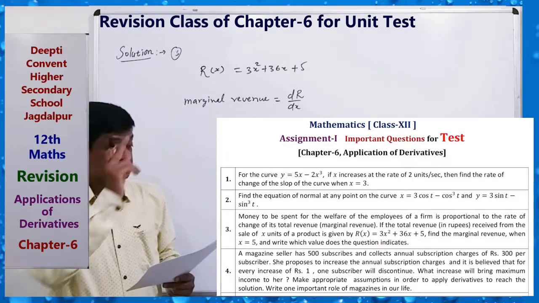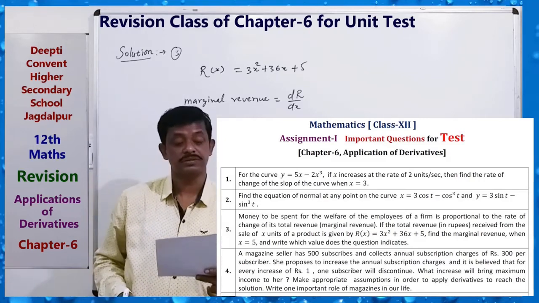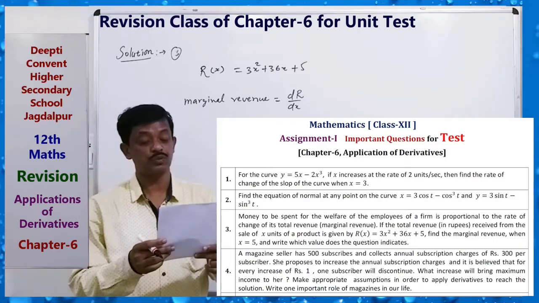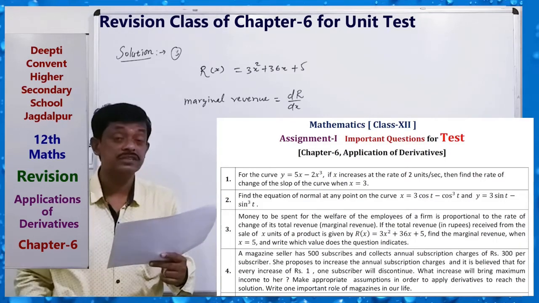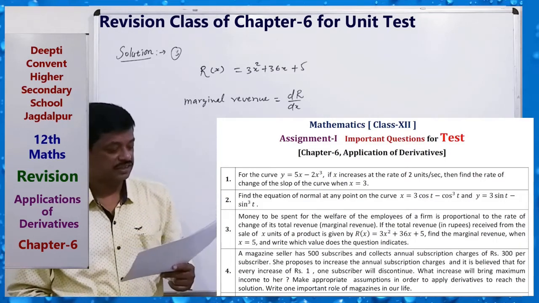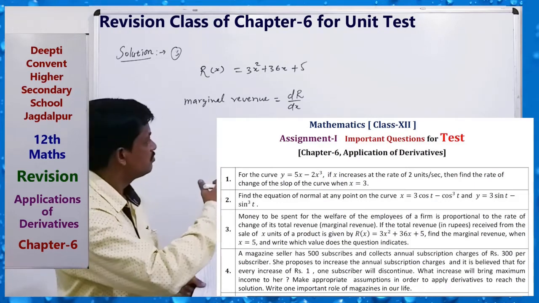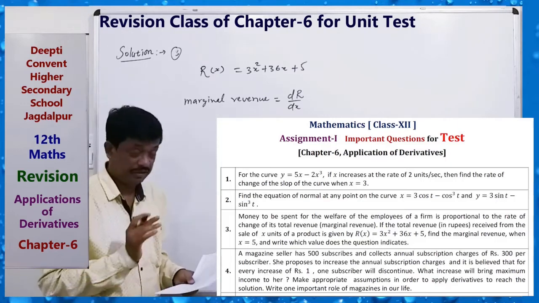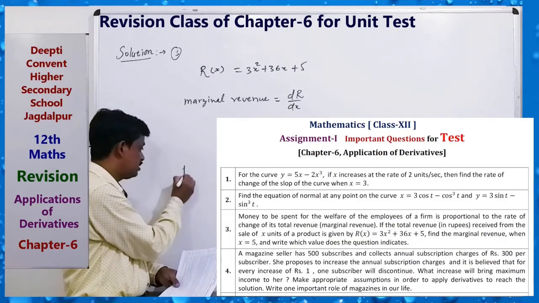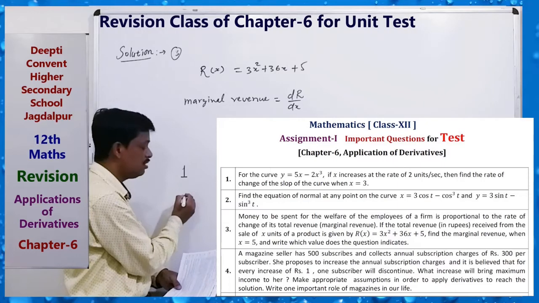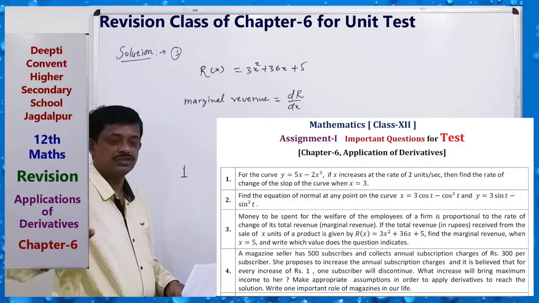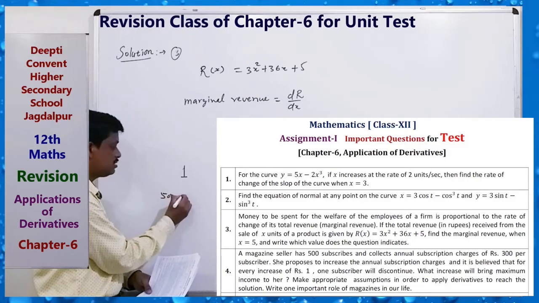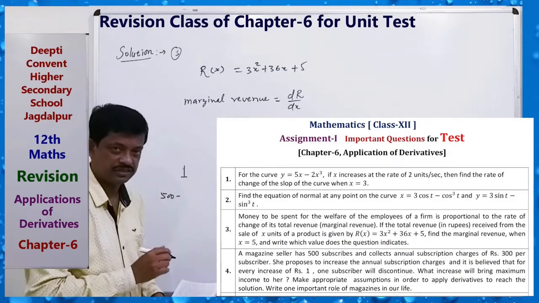She proposed to increase the annual subscription charges, and it is believed that for every increase of rupees 1, one subscriber will discontinue. That means she wants to increase the charges, and you know that if she increases 1 rupee, then one subscriber will discontinue. That means 500 subscribers minus 1 if 1 rupee increases.